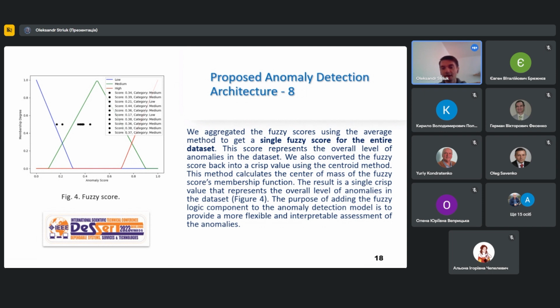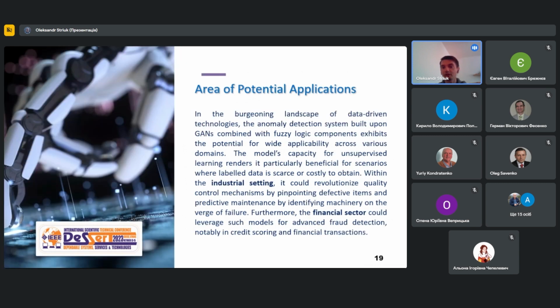The purpose of adding the fuzzy logic component to the anomaly detection model is to provide a more flexible and interpretable assessment of the anomalies.